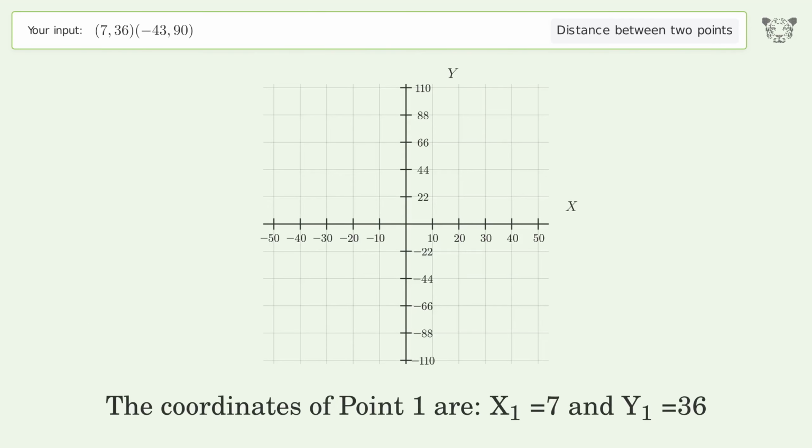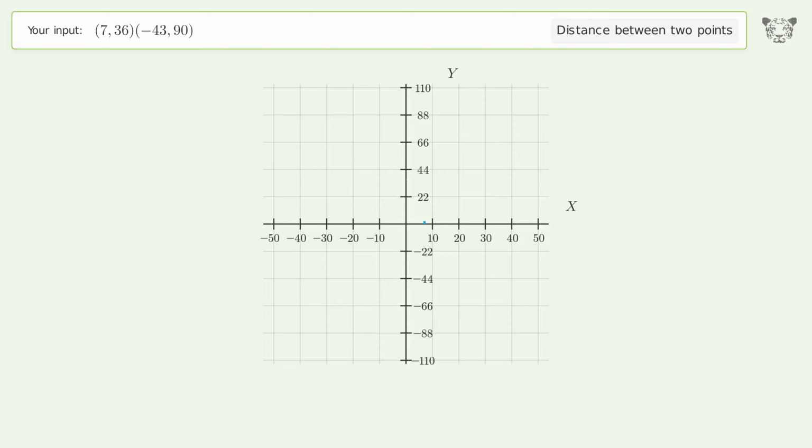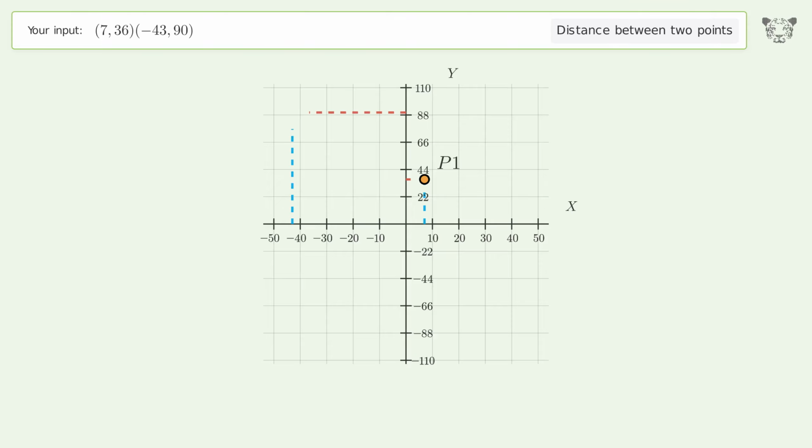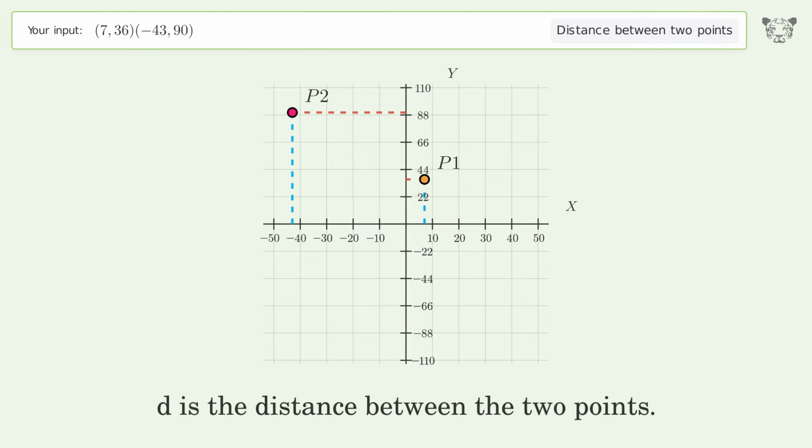The coordinates of point 1 are x1 equals 7 and y1 equals 36. The coordinates of point 2 are x2 equals negative 43 and y2 equals 90. D is the distance between the 2 points.